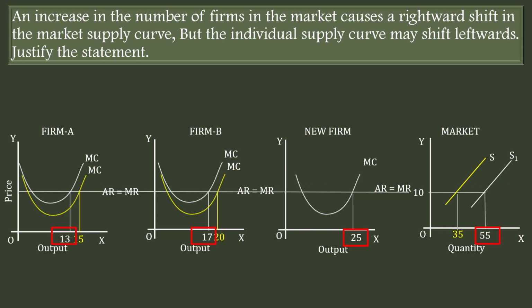Now, attempt the answer. You have no other go but to declare the statement is true. With the entry of new firms, market supply curve shifts to right. The increase in cost of production shifts the supply curve of firms to the left. Our conclusion is that this statement is absolutely correct.